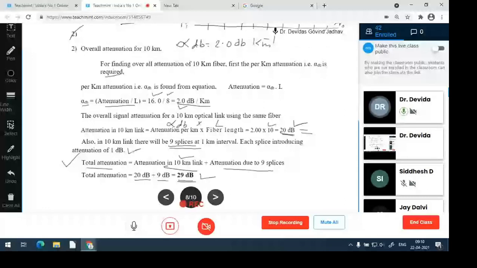So fiber required is 10 kilometer. For every kilometer there is a splice. So for 9 splices, each splice gives 1 dB loss. So 1 dB loss for 9 splices will be 9 dB, and for 10 kilometer fiber the loss per kilometer is 2 dB, 2 dB per kilometer. So for 10 kilometer it will be 20 dB. So 20 dB plus 9 dB is 29 dB. So these problems are very simple. Just addition, subtraction, the log and anti-log. Maybe cost sometimes. So these problems are very simple problems.